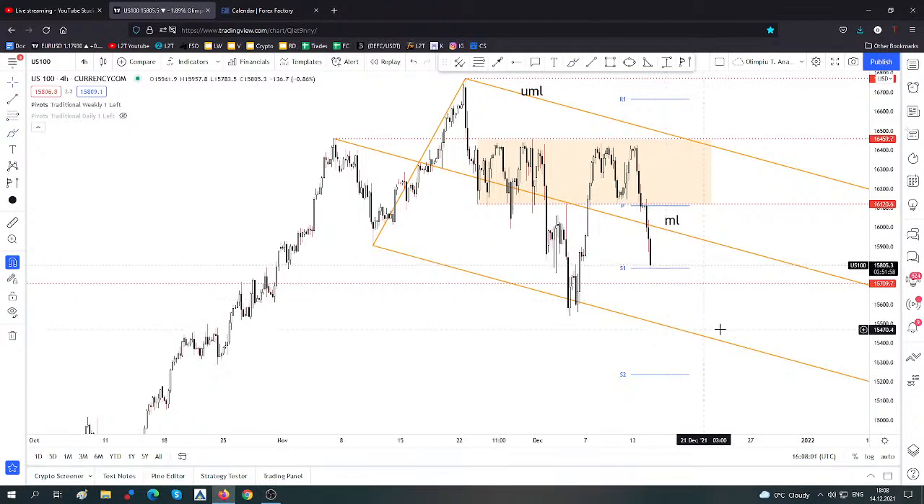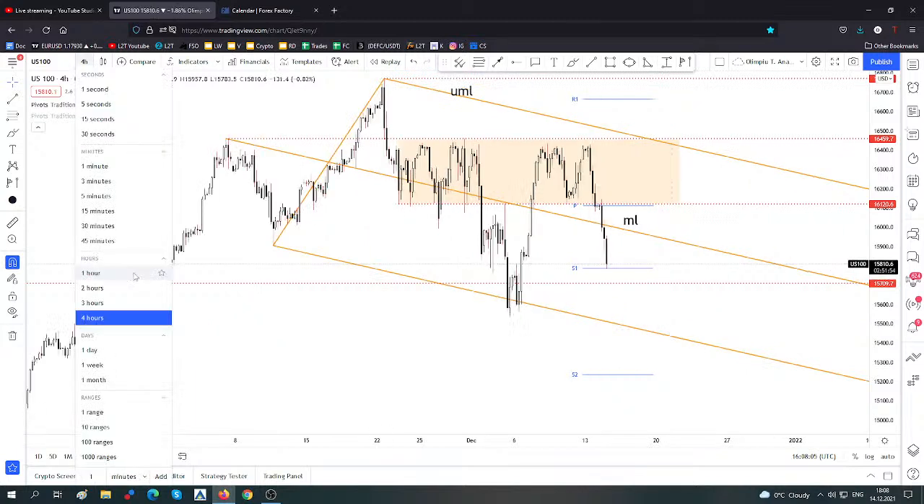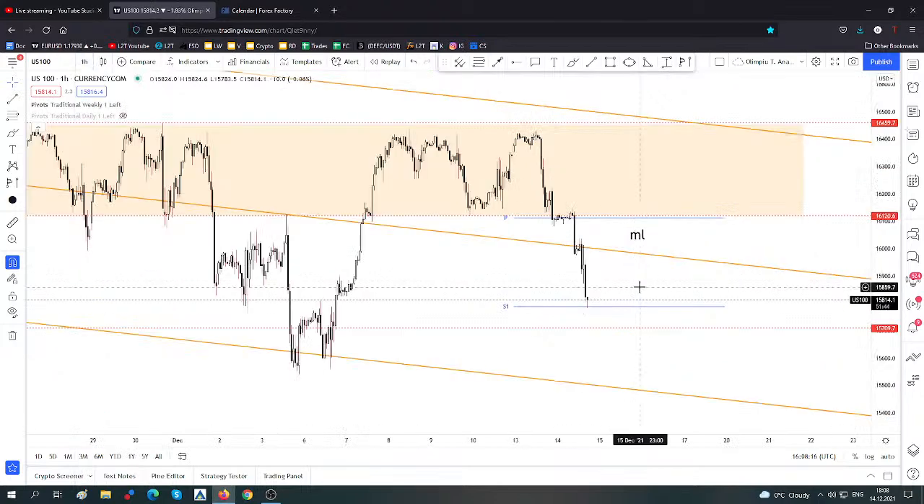Right now I don't have anything. I don't want to sell US 100 or US 500 only because it's too late to sell it, but I don't want to buy it only because I don't have a bullish pattern. I don't know if this sell-off is over.